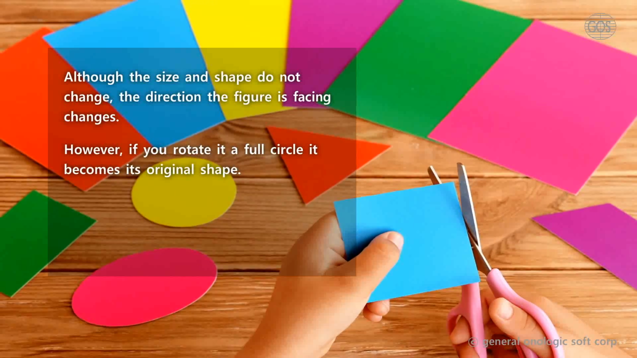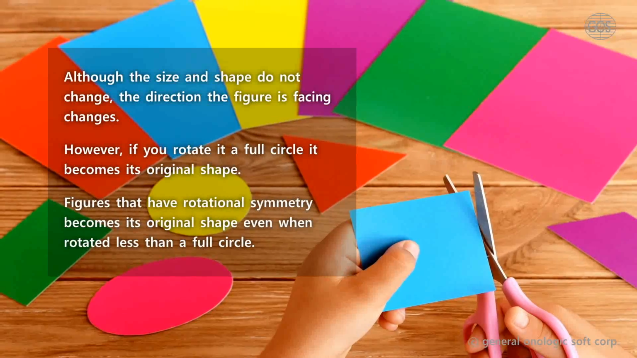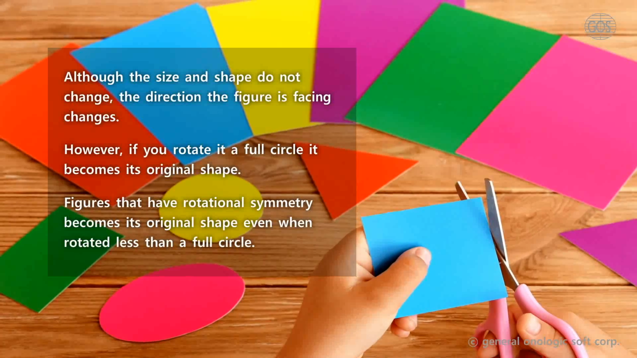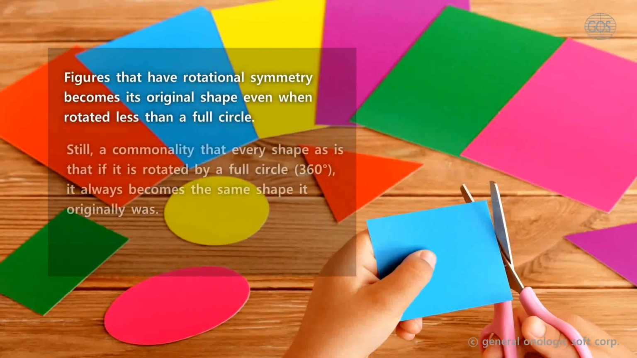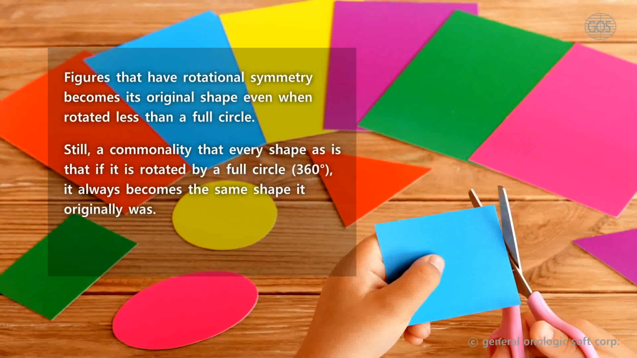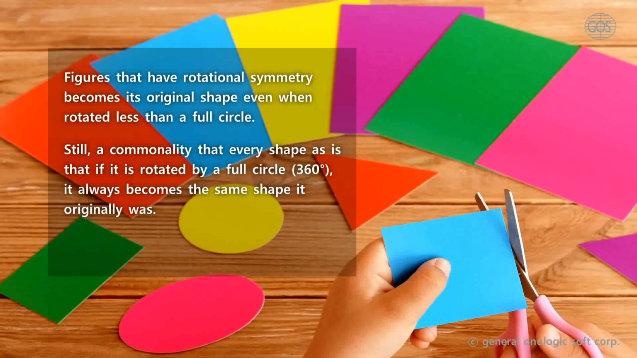However, if you rotate it a full circle, it becomes its original shape. Figures that have rotational symmetry become their original shape even when rotated less than a full circle. Still, a commonality of every shape is that if it is rotated by a full circle, it always becomes the same shape it originally was.